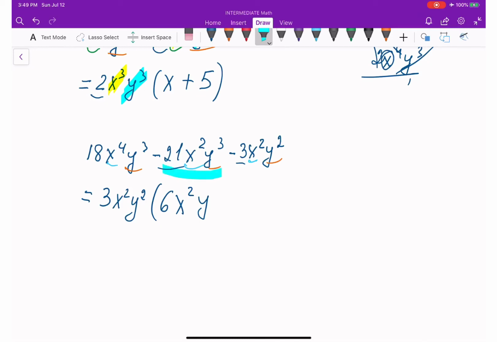21x²y³ divided by 3x²y². So 21 divided by 3 is 7. x² divided by x² is 1. y³ divided by y² is going to be y. Okay? Next one, 3x²y² divided by 3x²y². Well, it's the same term, right? We're going to be left with minus 1. All right.